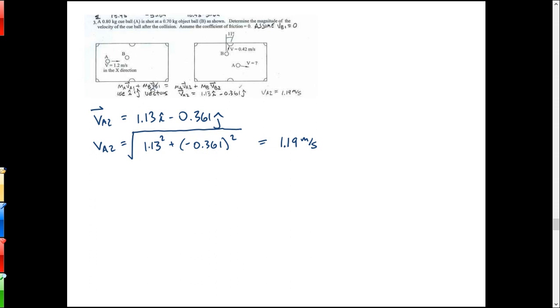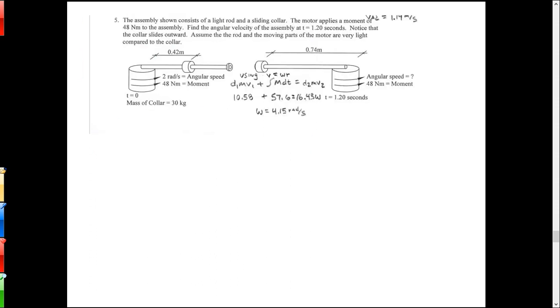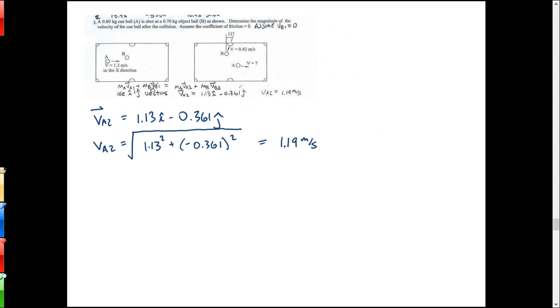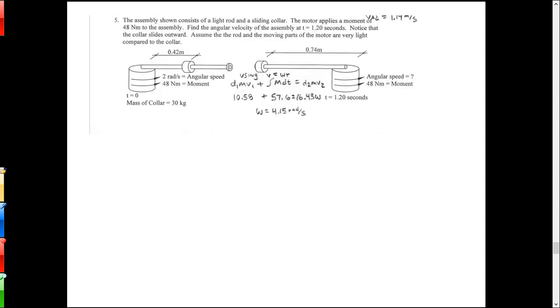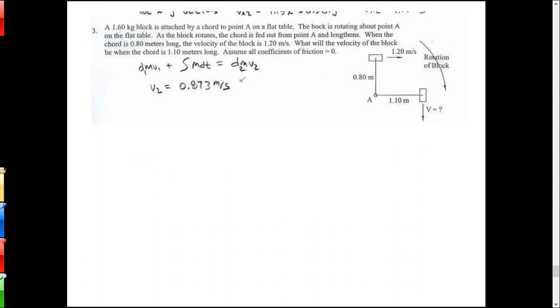All right, okay, this angular momentum thing here, we've got, okay, we're on a flat table. That means the horizontal plane. Okay.